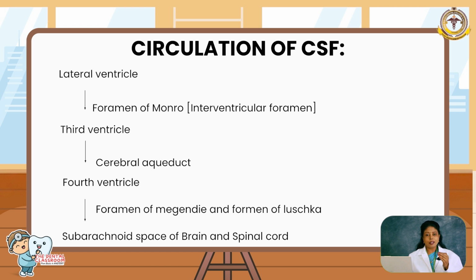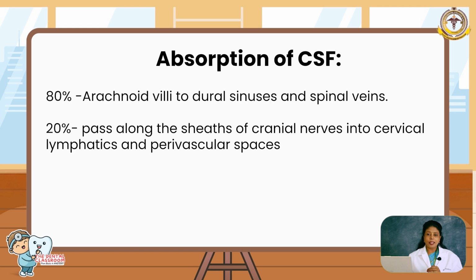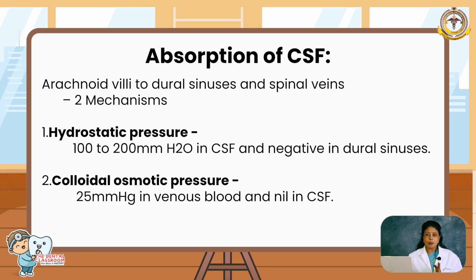So like this it circulates in and around the brain and spinal cord, and finally 80% of the CSF will be absorbed by arachnoid villi into the dural sinus and spinal veins. 20% will be drained into the cervical lymphatics and perivascular spaces. And it is absorbed by two mechanisms: one is hydrostatic pressure, the other colloid osmotic pressure. High hydrostatic pressure in the CSF favors filtration into the dural sinus, and high colloid osmotic pressure in the venous blood favors absorption of CSF into the venous blood.